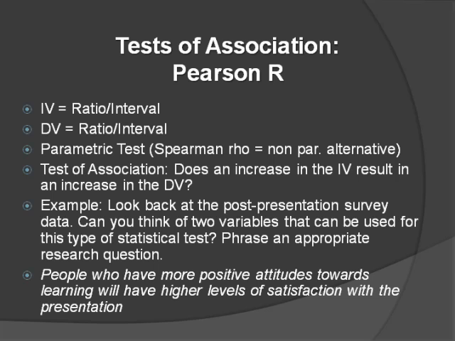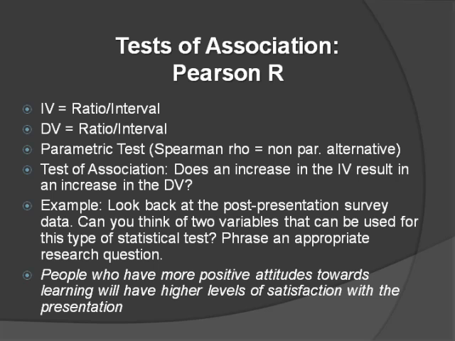Try and identify two variables that can be used for this type of statistical test. And I want you to phrase an appropriate research hypothesis. I know the PowerPoint says research question, but develop a hypothesis. Take a moment to think that through. Again, your independent variable needs to be ratio or interval for this type of test, and the dependent variable also needs to be ratio or interval. Look over the handout with the questions included on the survey and see if you can identify two variables that are ratio or interval that we could use a Pearson R to investigate. What is that hypothesis?